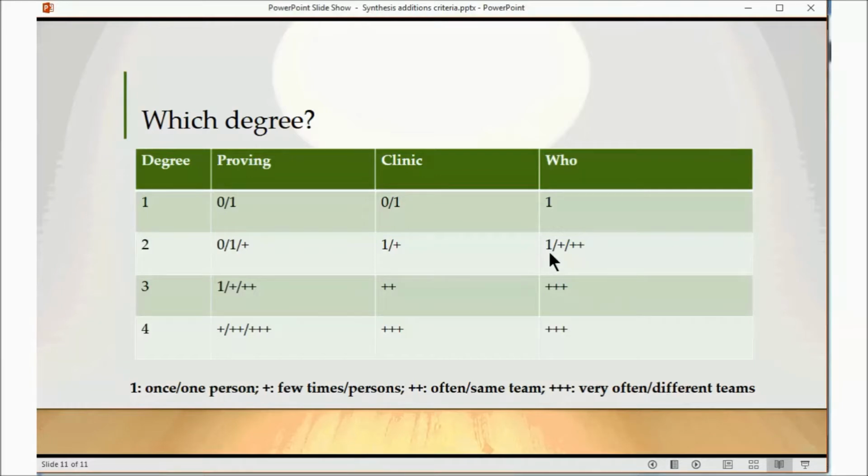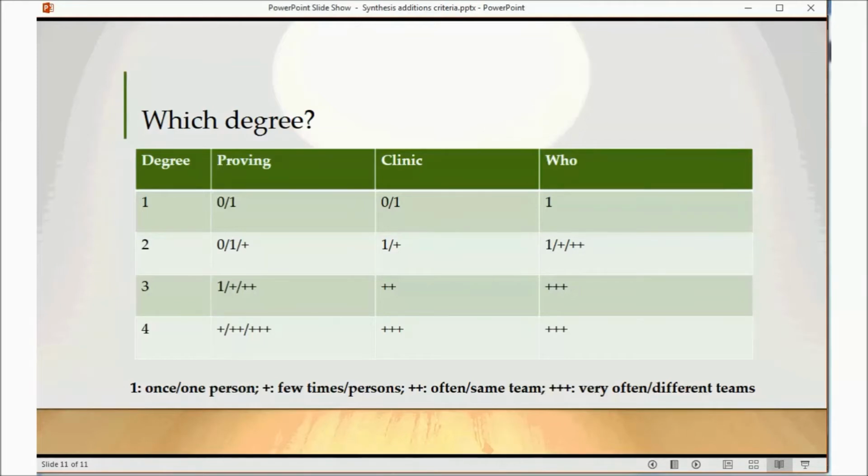The plus means a few persons, or even several persons, many persons of the same team. But as long as we stay in the same team, we don't go to degree 3. To go to degree 3, we need to have different persons of different teams. This is one of the key ideas. And we will adapt Synthesis and change the provings and degrees to this philosophy that I'm explaining now quite extensively. A 3rd degree, I believe, should only appear when the remedy was cured or proved by different teams.